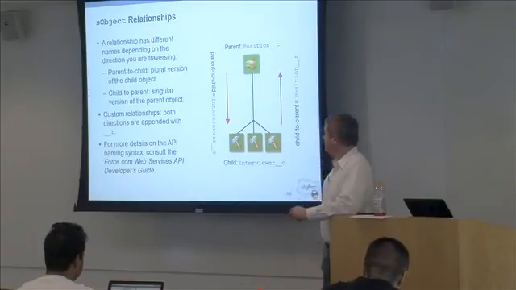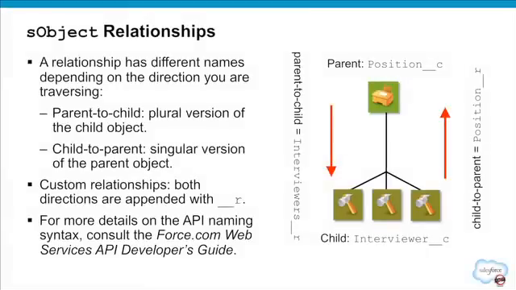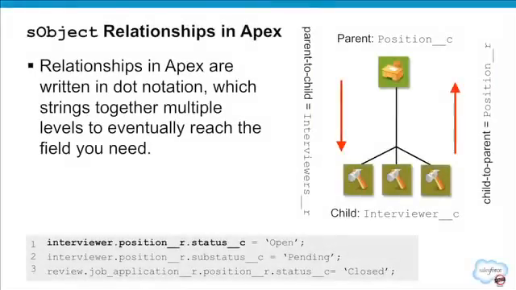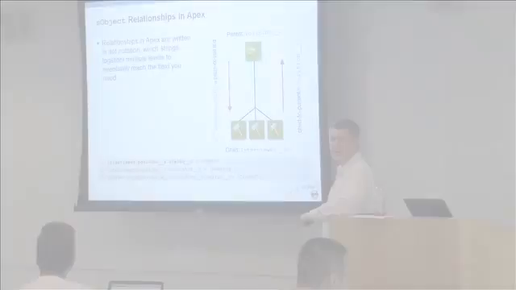Okay? Taking a look at this, here we have a relationship between position and interviewer. From each interviewer record, we can reference the parent using a special field called position__r. From the position, there's another field called interviewers__r to refer to those child records. This gives you the ability to obtain an object-oriented reference to another record and then use dot notation to access fields on either that parent or, for that matter, on the children. Essentially, we provide two different fields depending upon the direction that you're going.